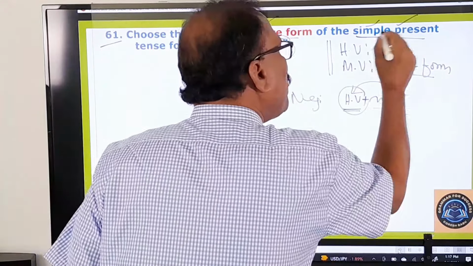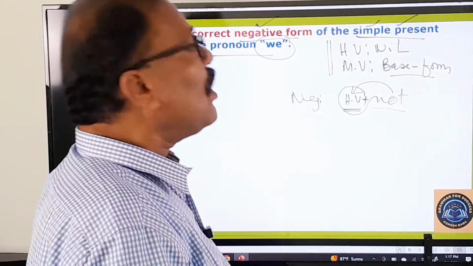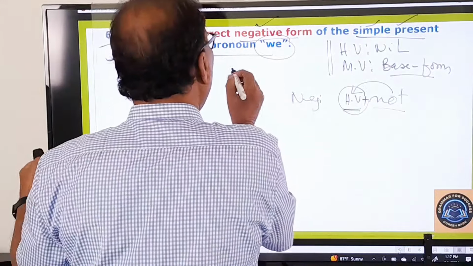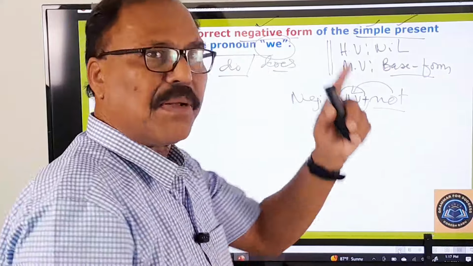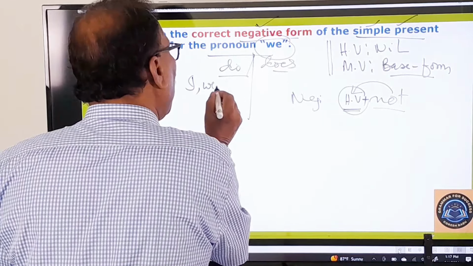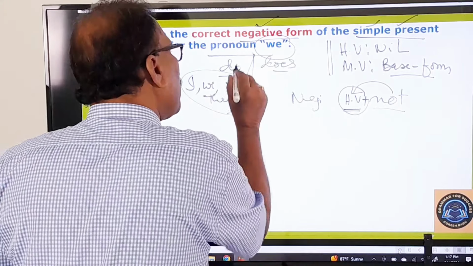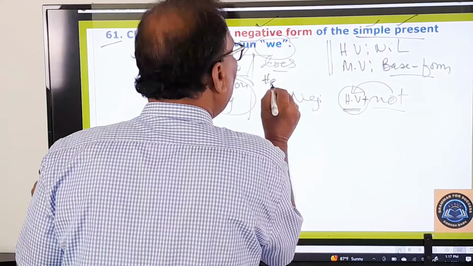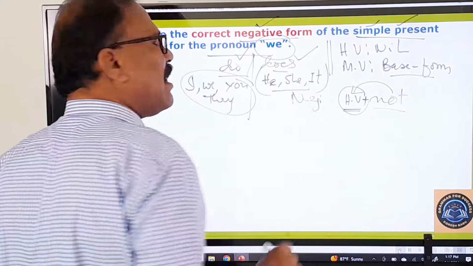But here in the simple present tense, there are no helping verbs. What to do then? Then you have to borrow some helping verbs from outside. What are they? Do or does. You borrow do or does from outside. Do is for first person singular and plural, second person singular and plural, and third person plural. For these persons you use do as a helping verb, and for he, she and it we use does as a helping verb.